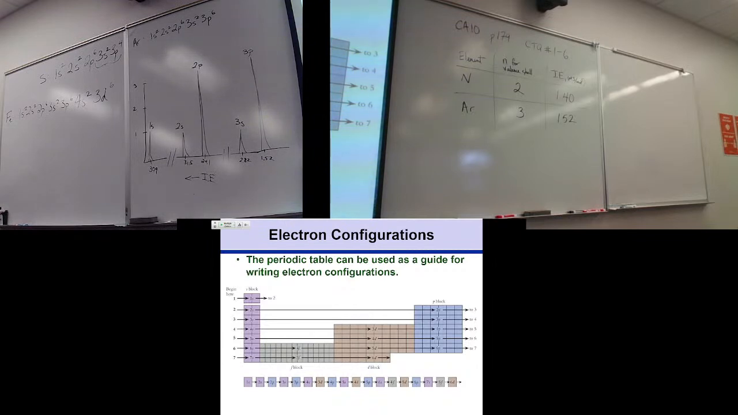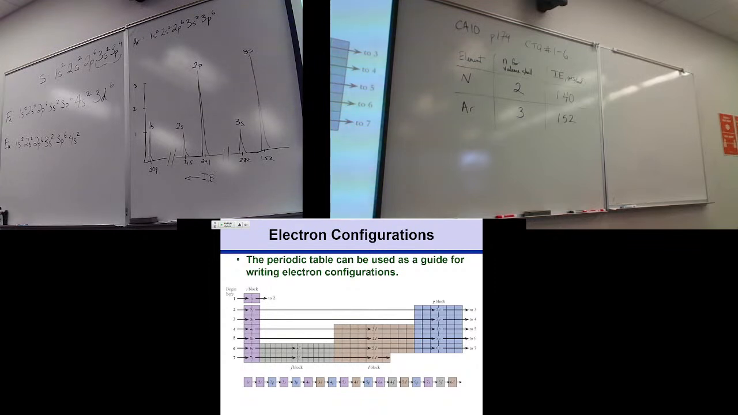Let me do one more. Europium, Eu. So we have a lot of boilerplate, okay? 1s2, 2s2, 2p6, 3s2, 3p6, 4s2. Alright, so I'm here now. This whole thing is filled.